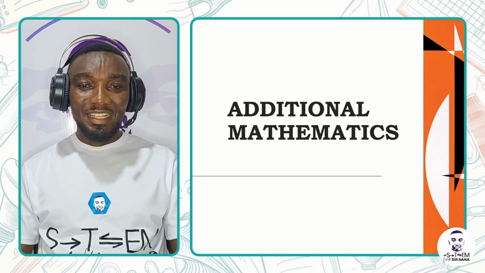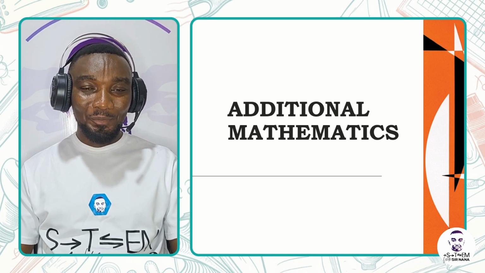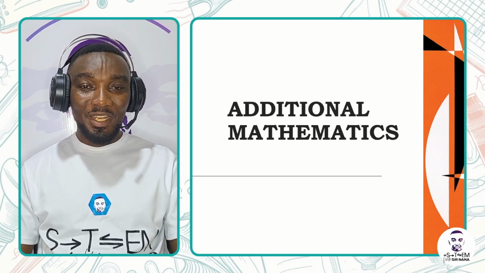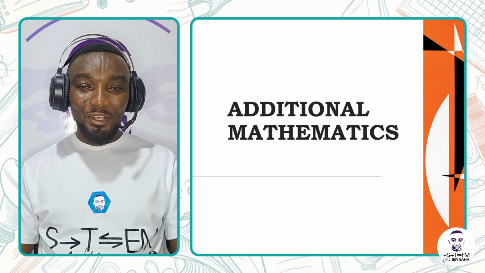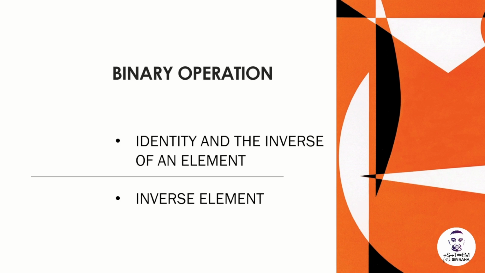In our previous lesson, we've considered the inverse element of a binary operation and we've used an example to be able to solve for the inverse element. For us to be able to practice more in this lesson, we are going to consider another example on the inverse element. Now let's move in and look at the example.